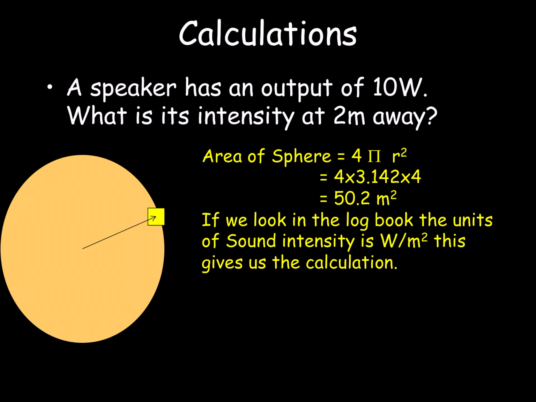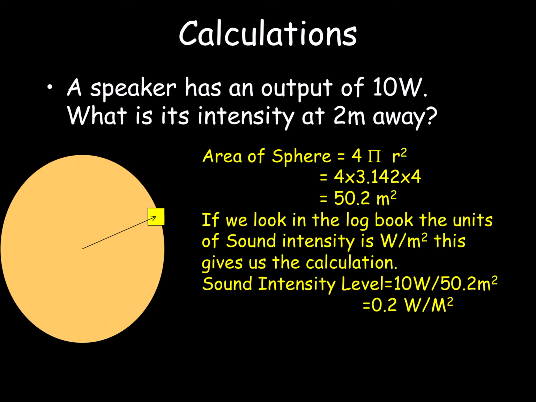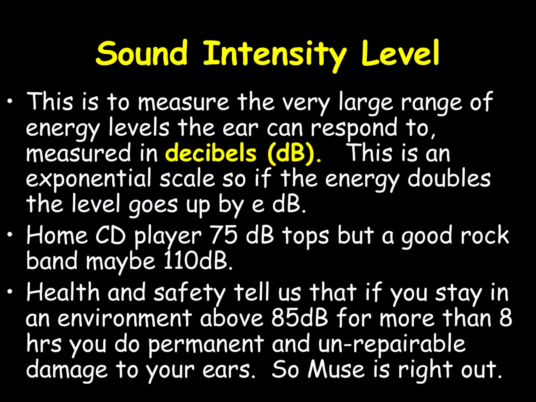So all we have to do is look at the logbook. We say the units for sound intensity are watts per metre squared. So you've got watts, and you've got metres squared, and then you remember the surface area of a sphere. 10 watts divided by 50, the surface area of the sphere, gives us a sound intensity of 0.2 watts per metre squared. Easy. The amount of energy on the surface area of the sphere.